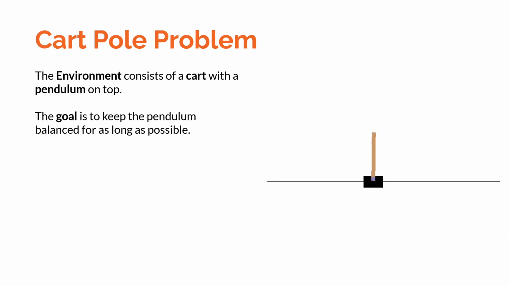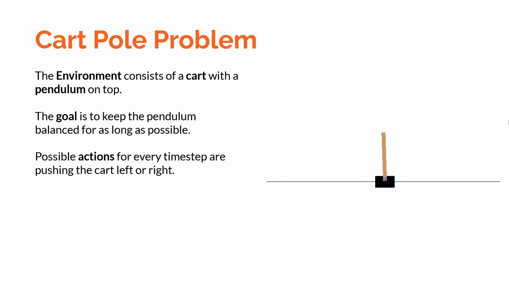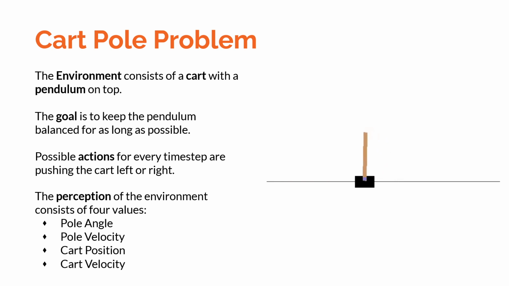So now let's take a look at the cart-pole problem. This problem in the environment here consists of a cart. We have a pole on top and we need to keep it balanced as long as possible. The actions for every time step is just pushing the cart to the left or to the right. And the perception is the pole angle, the pole velocity, the cart position, and the cart velocity.